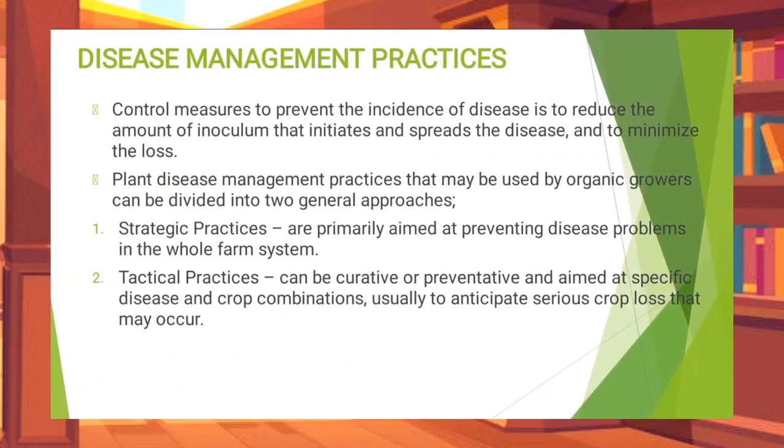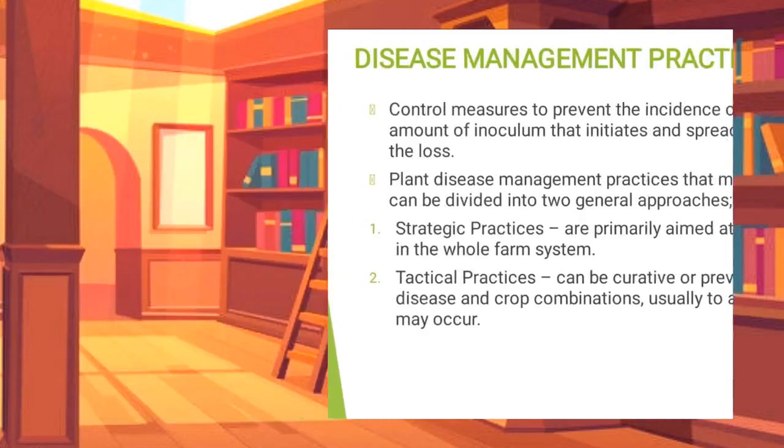Disease management practices. Control measures to prevent the incidence of disease are to reduce the amount of inoculum that initiates and spreads the disease and to minimize the loss. So, plant disease management practices that may be used by organic growers can be divided into 2 general approaches. Number 1, strategic practices are primarily aimed at preventing disease problems in the whole farm system. Number 2, tactical practices can be curative or preventative and aimed at specific disease and crop combinations, usually to anticipate serious crop loss that may occur.